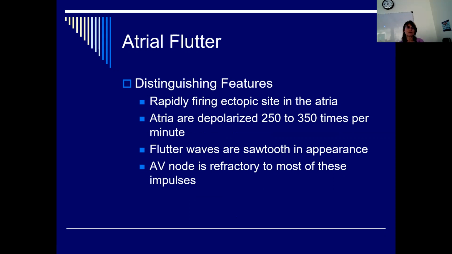So it's because of a rapidly firing ectopic site somewhere in the atria. It depolarizes the atria 250 to 350 times per minute, and they look like a sawtooth. Do you guys know what a saw looks like? You ever seen a saw? No. Most people don't see saws these days. But how about a bread knife, where it has that scallop looking edge? That's considered a sawtooth look, I guess. So that's what it looks like on the EKG.